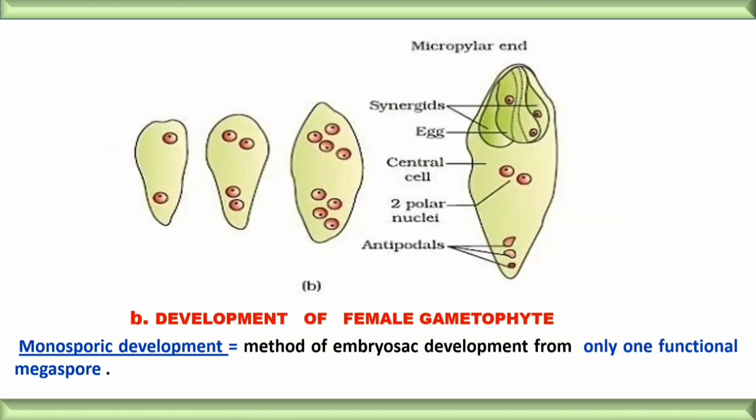Next, let us go to the second stage, that is development of the female gametophyte. This is said to be monosporic. Why? Because out of the 4 megaspores, 3 degenerate and only 1 remains functional. That functional megaspore gives rise to the entire embryo sac. It undergoes 3 nuclear divisions, that is 2, 4 and 8 nucleated stage, and the 4th stage, as you can see here, involves the cell wall formation.